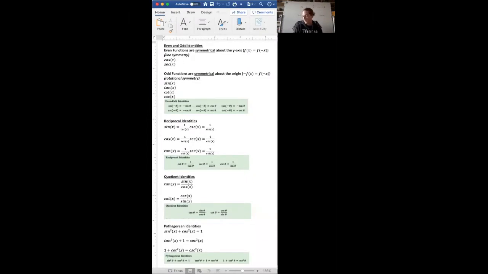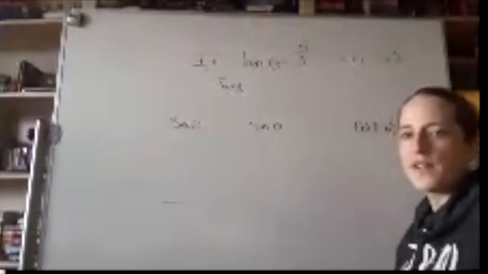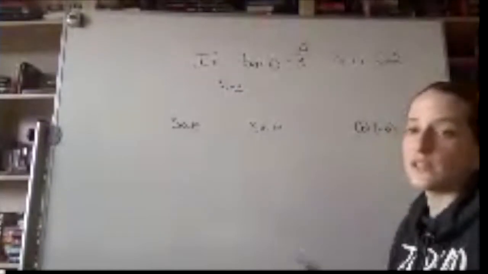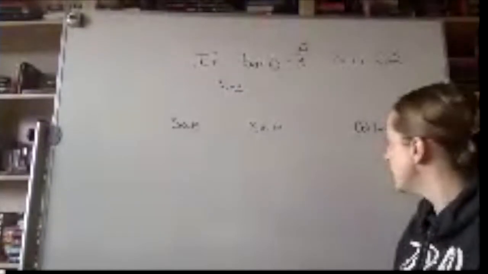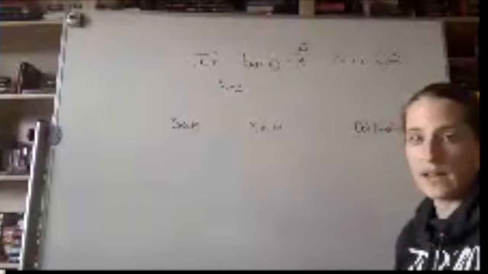Okay, so now we're going to try and use our identities that we have over here to solve different types of problems, okay? So let's look at the problem that I have up on the board. If tangent of theta is equal to 5/3 and theta is in quadrant 3, we want to find secant of theta, sine of theta, and cotangent of negative theta.